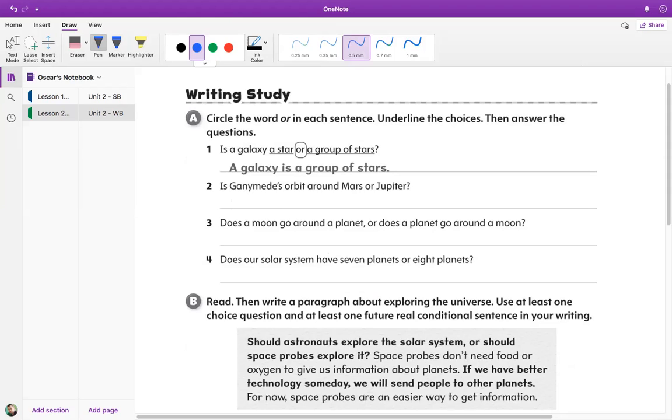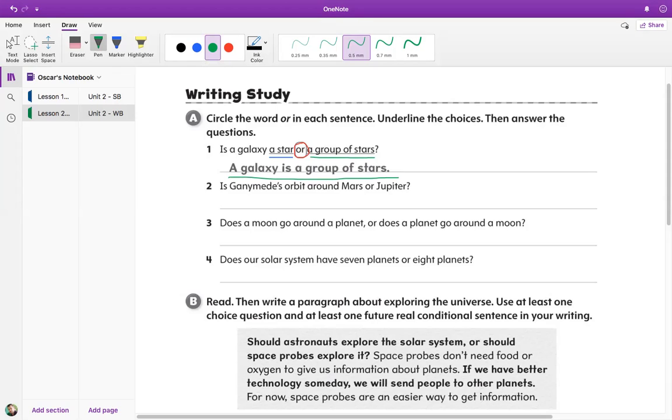Let's read the first example that the book has already done for us. Number 1, is a galaxy a star or a group of stars? So as you can see, "or" has been circled. And as you can see, we have two choices, a star and a group of stars. So the question is about a galaxy. They are asking us if it is just a star or a group of stars. And as you can see in the answer, a galaxy is a group of stars. So we have used the second choice that has been given in the question. Let's do number 2 together, then you will complete the other two on your own.